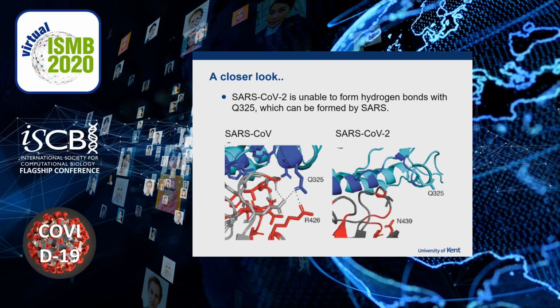In addition, position R426 in SARS-CoV is able to form a hydrogen bond with Q325 in ACE2, whereas in SARS-CoV-2, N439, which is the equivalent position in the alignment, is unable to form a hydrogen bond with Q325 as the distance is too great. So this could also indicate that transmission is affected as the binding interaction would be different.